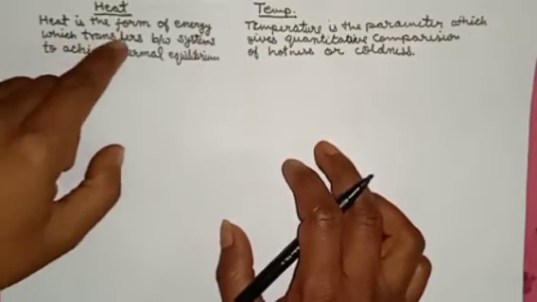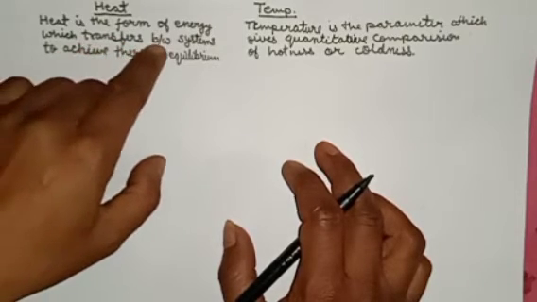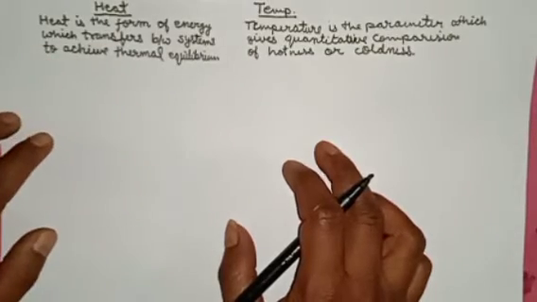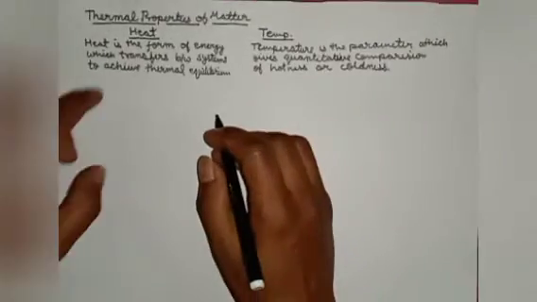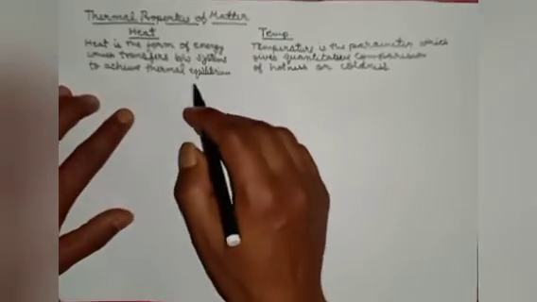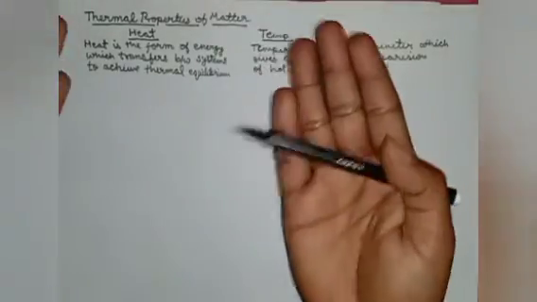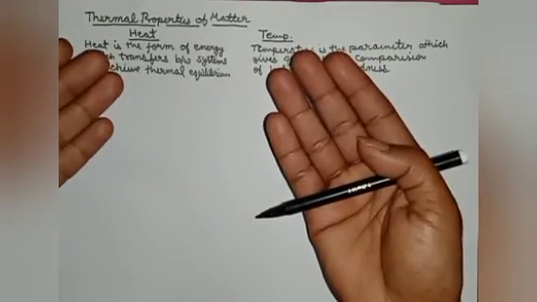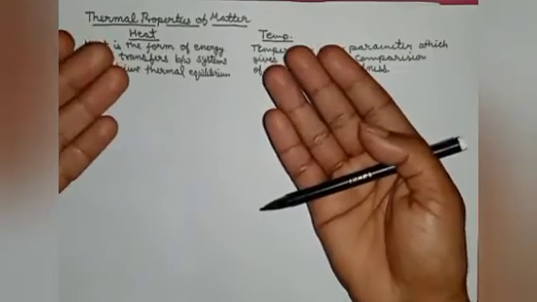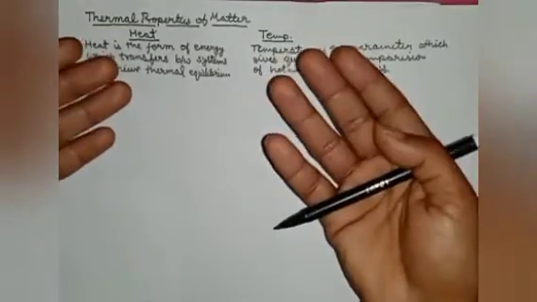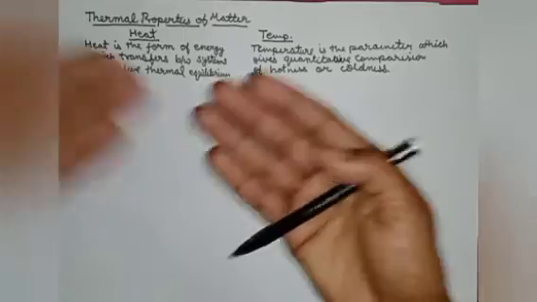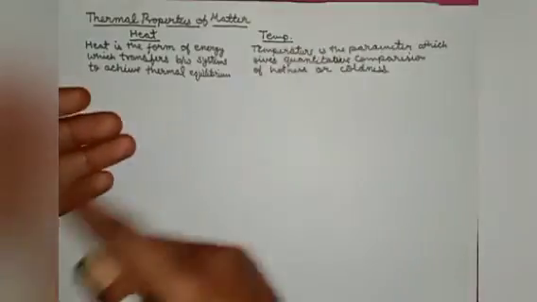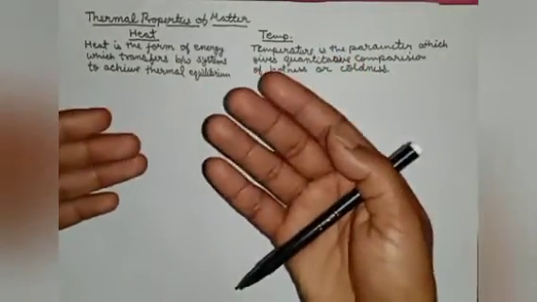So, heat is the form of energy which transfers between systems to achieve thermal equilibrium. Bit complicated words I have used here. That is, if this object and this object are not in thermal equilibrium, one is at higher temperature, one is at lower temperature, so heat will flow from higher temperature to lower temperature, so that both the systems will acquire the same temperature, meaning thermal equilibrium. That transfer of energy is called heat.